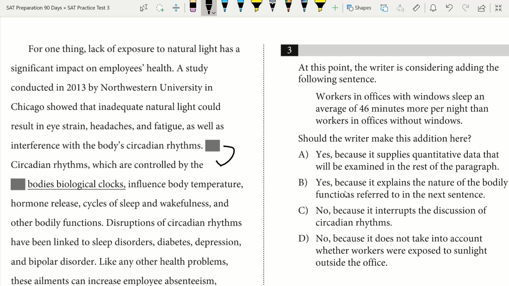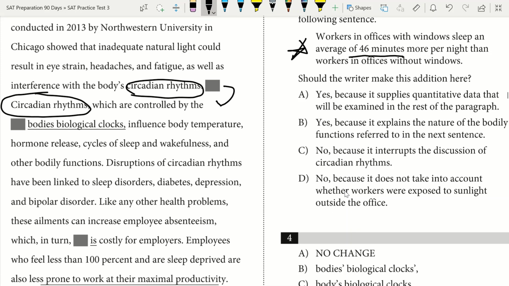Okay, so we just finished talking about circadian rhythms. Now I see I'm starting with circadian rhythms again, "which are controlled by the body's biological clocks." So if I was to include this, then I'm disrupting my talk about circadian rhythms, right? I want to keep talking about circadian rhythms, so I don't want to interrupt that with this fact that people with offices and windows sleep 46 minutes more. So I would be interrupting my discussion of circadian rhythms there, which means my answer has to be C. We're not going to add it because it interrupts that discussion.